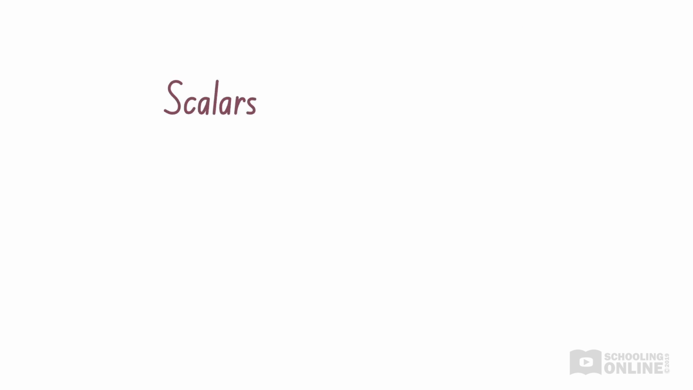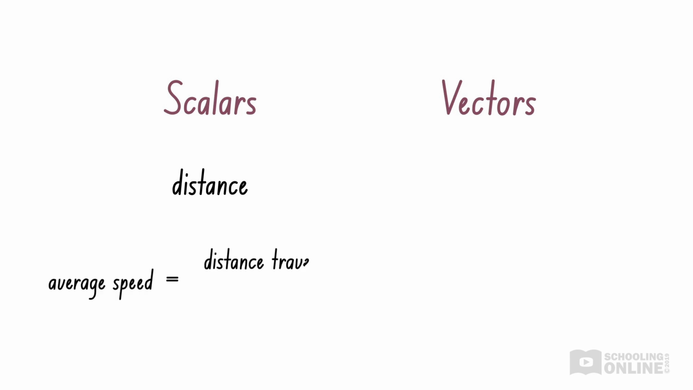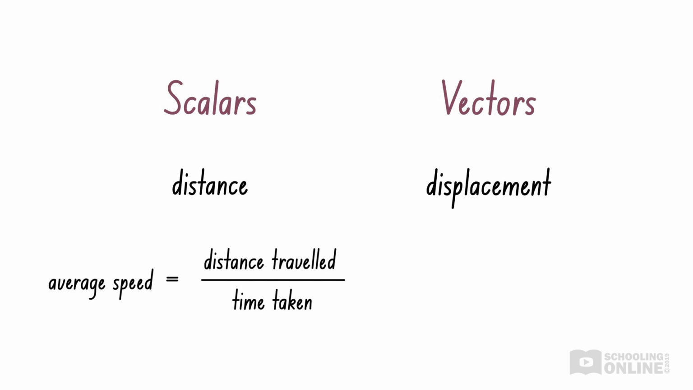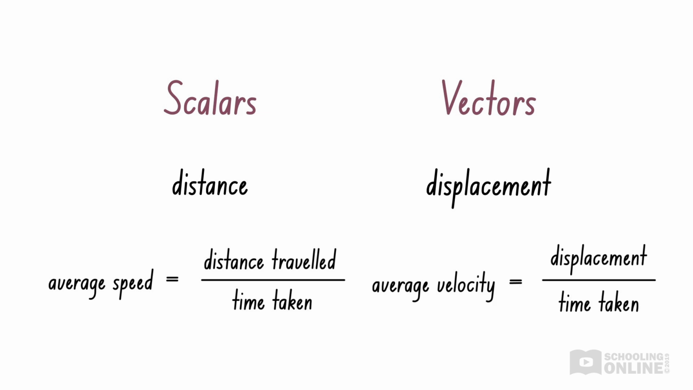Now let's step back and compare the quantities we've encountered so far. Distance is a scalar. We use this to calculate average speed, which is also a scalar. In a similar way, displacement is a vector, and we use it to calculate average velocity. As you can see, there are many parallels between the terms.